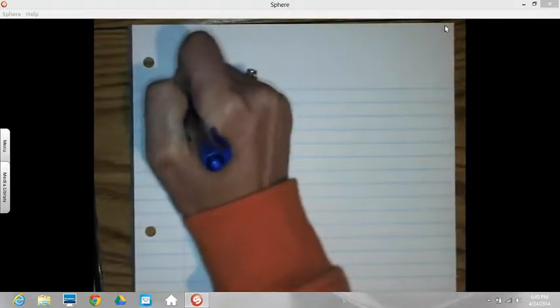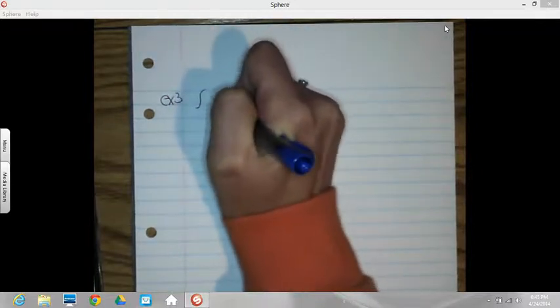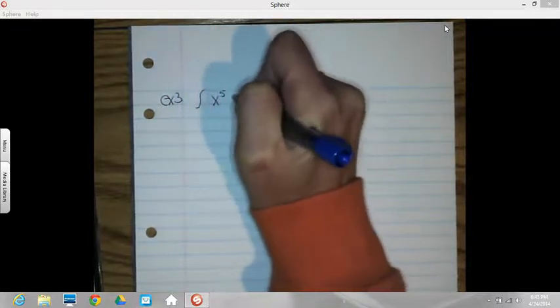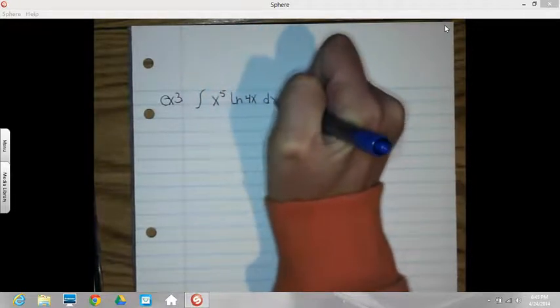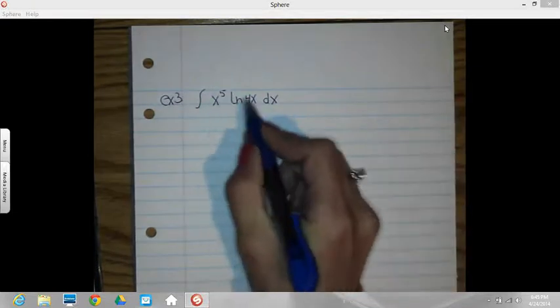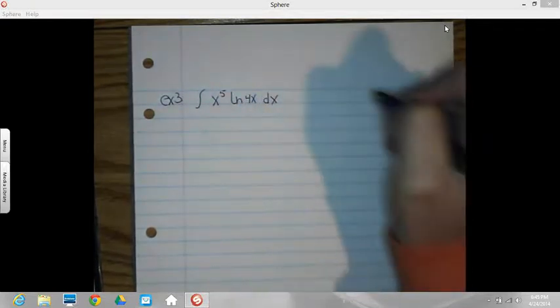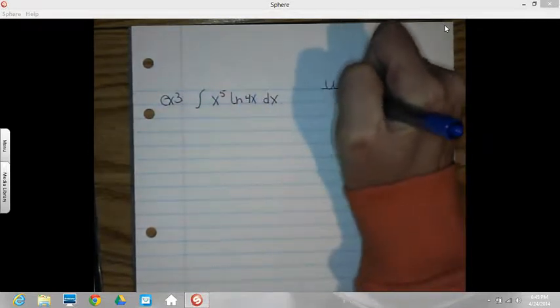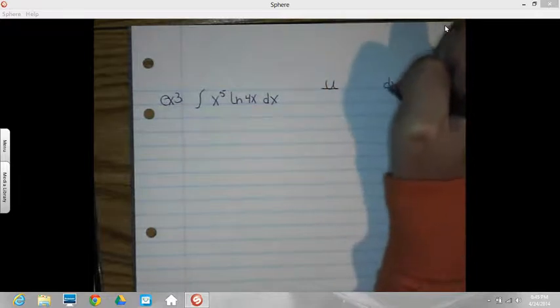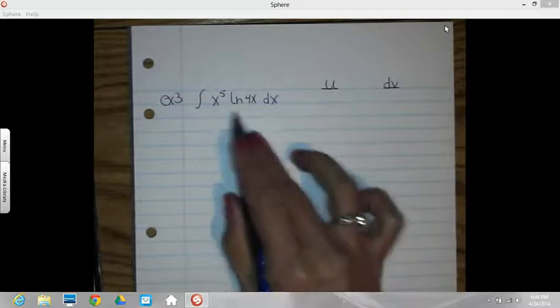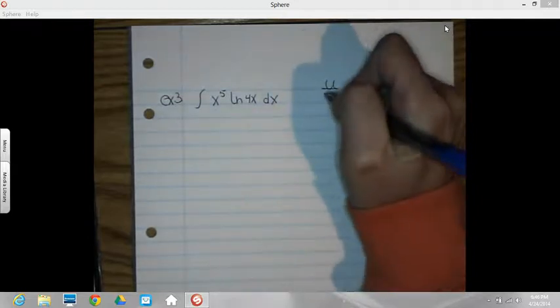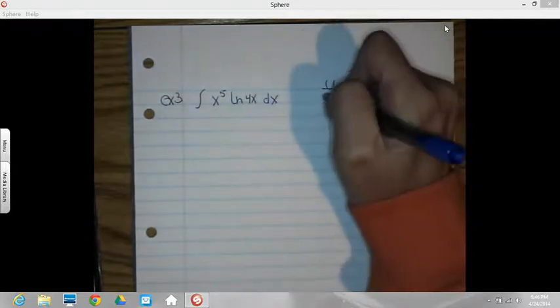Number 3, x to the 5th natural log of 4x dx. Again, see the x times the x, that's integration by parts. U dv. Remember, when you see the natural log, that's always your u. The x will be your dv, because we can't integrate a natural log, but we can take the derivative of it.